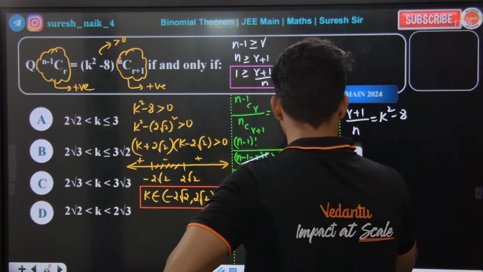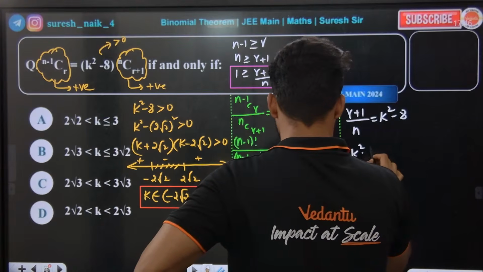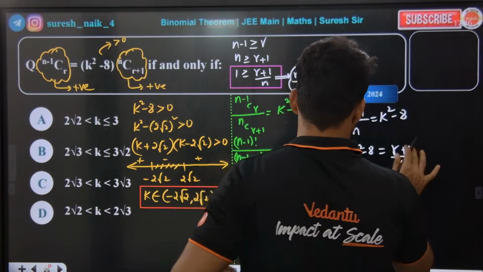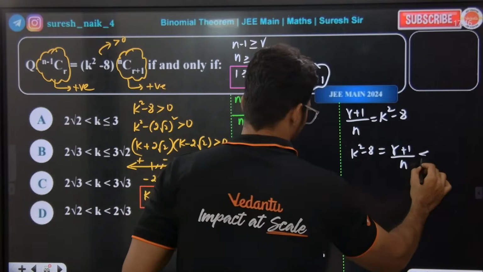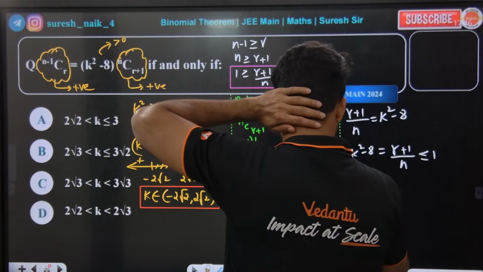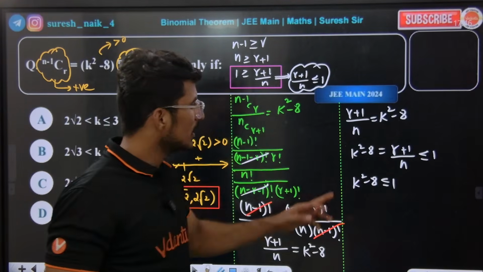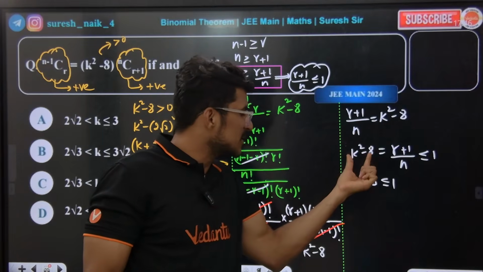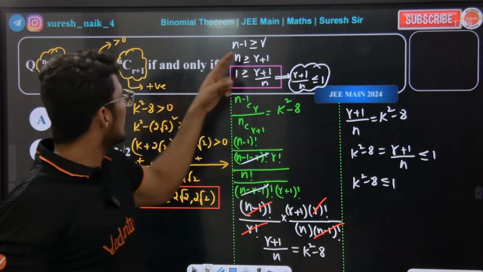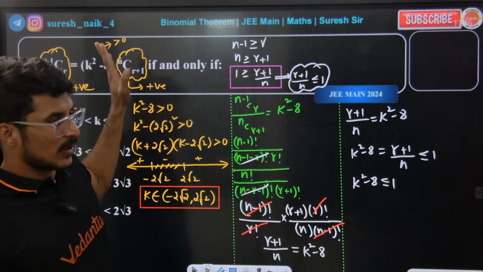Let me write it in detail, just a minute. So k square minus 8 is equal to (r plus 1) by n. You got r plus 1 is lesser than or equal to 1. (r plus 1) by n lesser than or equal to 1 means k square minus 8 is lesser than or equal to 1. I am writing this is equal to this. The k square minus 8 is equal to this, so this guy is basically lesser than or equal to 1. How did this come, sir? Here n minus 1 is basically greater than or equal to r.